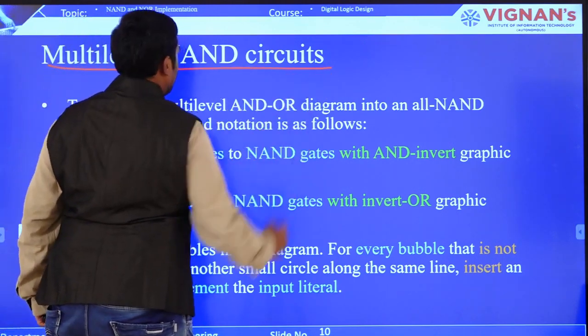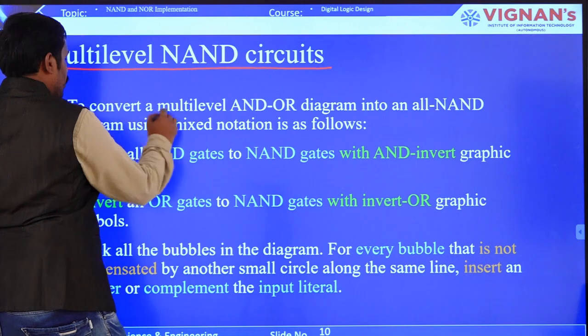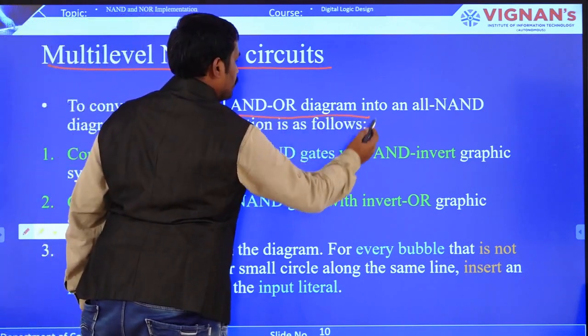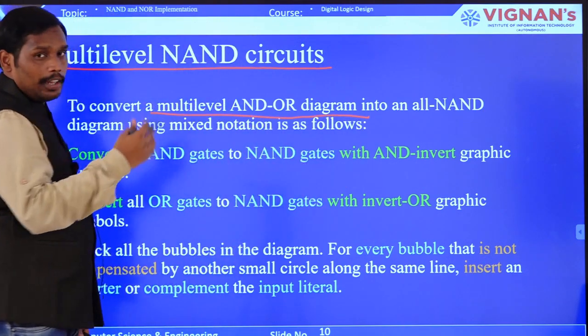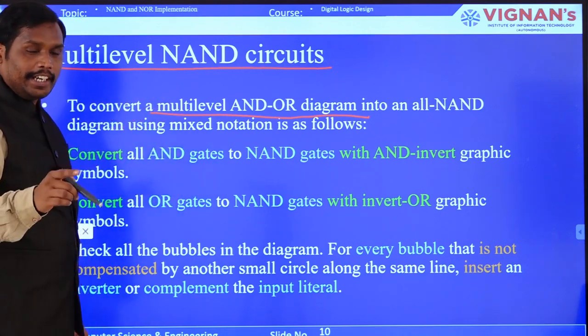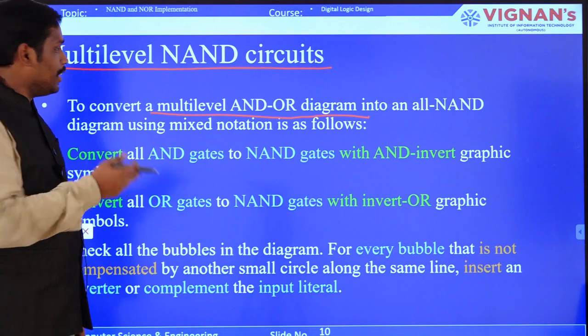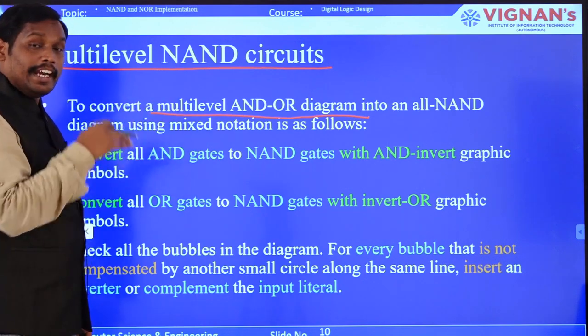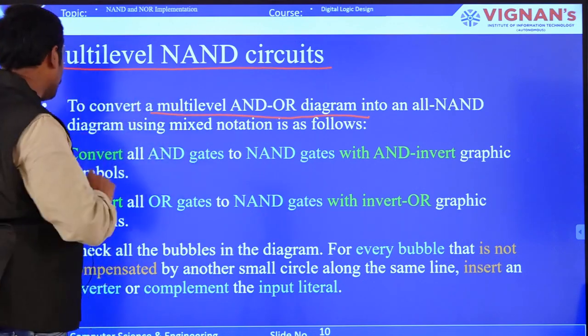So, multi-level NAND circuit. Here you can see the conversion of multi-level AND-OR diagrams all into NAND. All the AND and OR gates must be converted to NAND, because it is a universal gate. Every gate can be expressed in NAND gate. So this is how you are going to convert the entire expression into NAND gates. How is it going to be done?